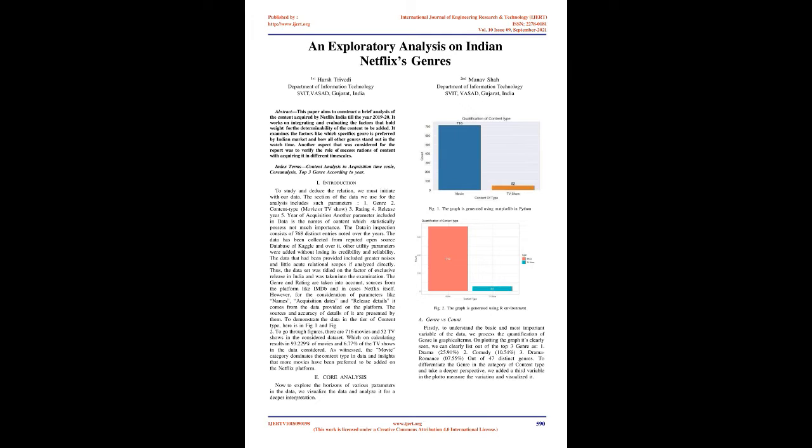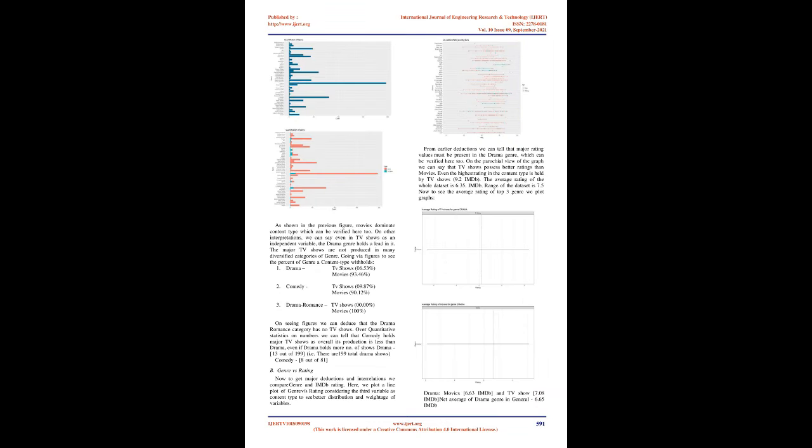To demonstrate the data in the tier of content type, here is Fig 1 and Fig 2. Going through the figures, there are 716 movies and 52 TV shows in the considered data set, which on calculating results in 93.229% of movies and 6.77% of the TV shows in the data considered. As witnessed, the movie category dominates the content type in the data and suggests that more movies have been preferred to be added on the Netflix platform.